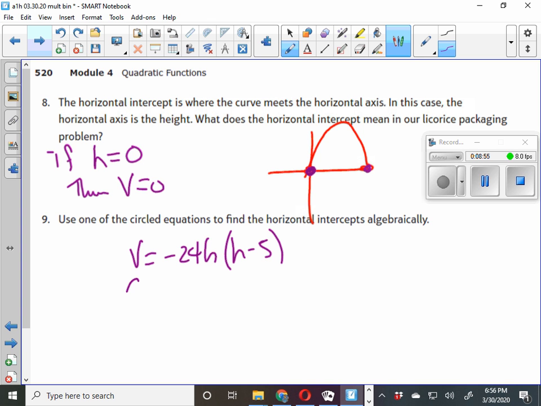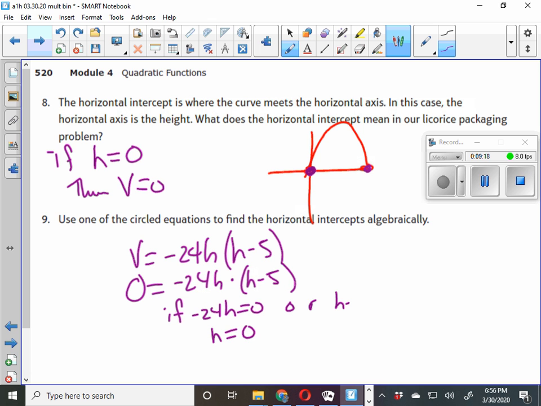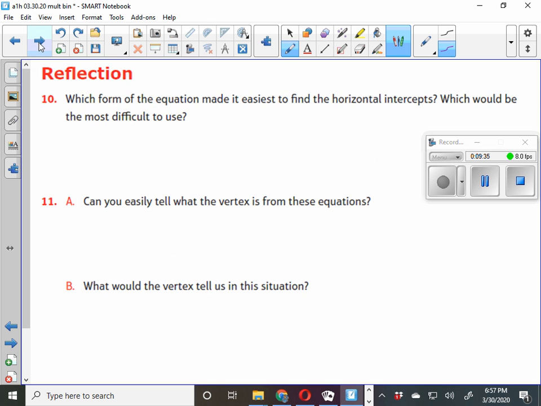If v is 0, then either negative 24h is 0 or h minus 5 is 0. So if negative 24h equals 0, then h is 0. Or if h minus 5 equals 0, then h is equal to 5, which we already knew. All right, that was just trying to show you that you already know quite a bit of this zero product property.